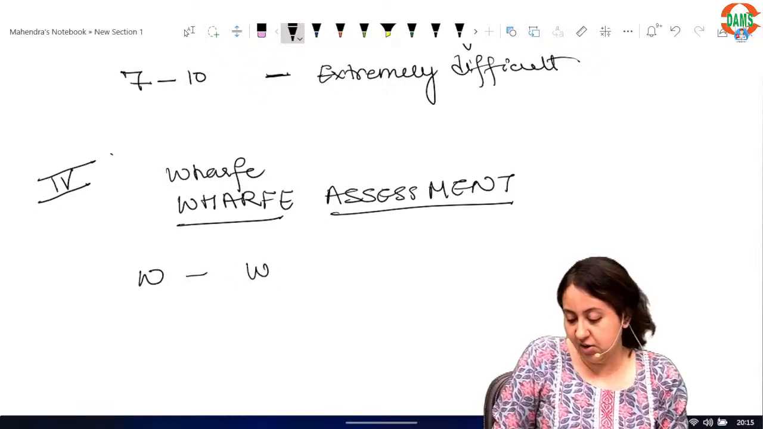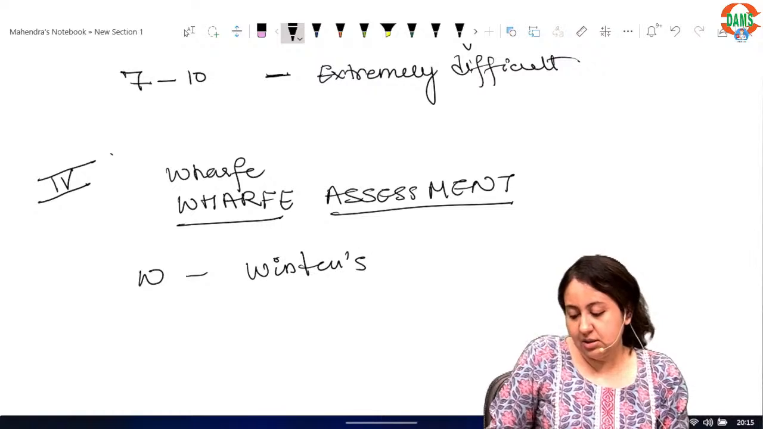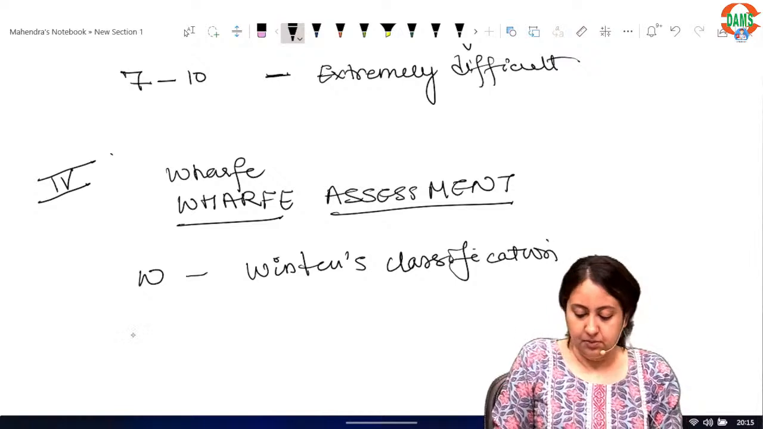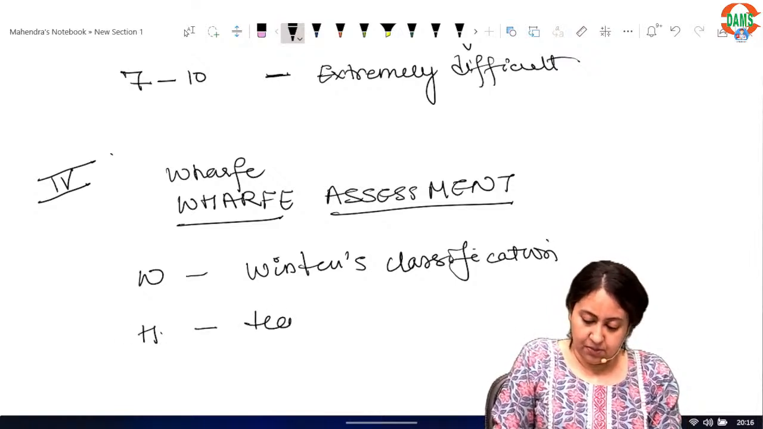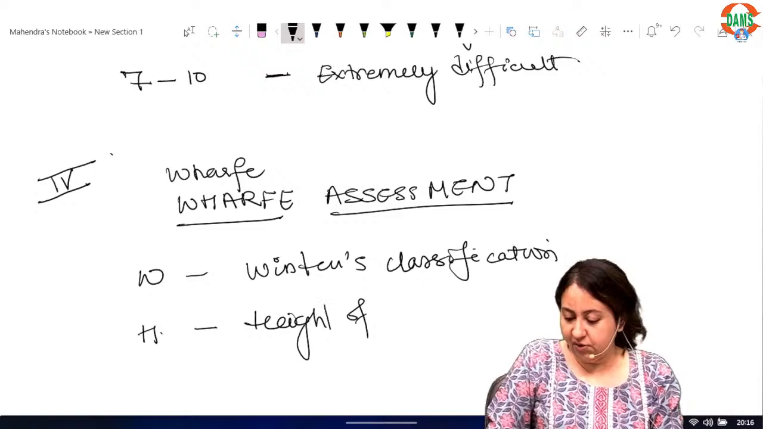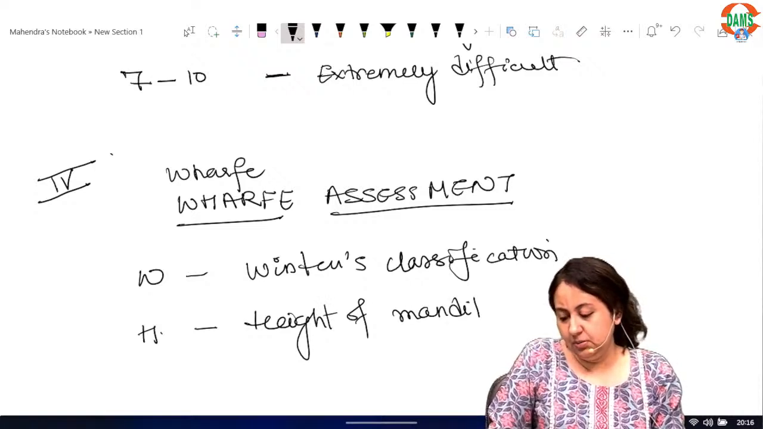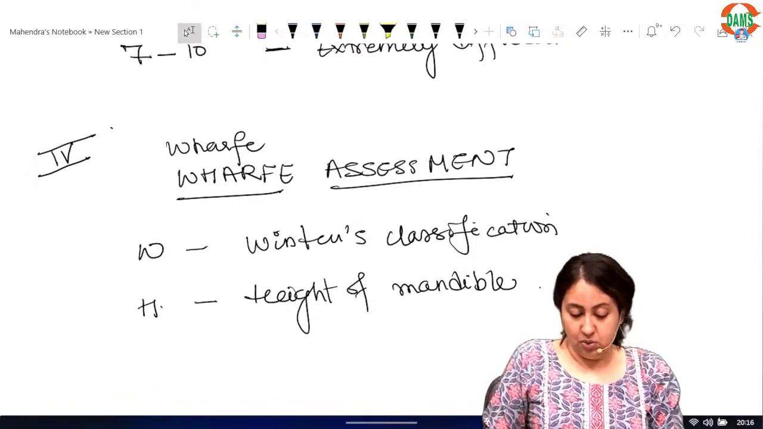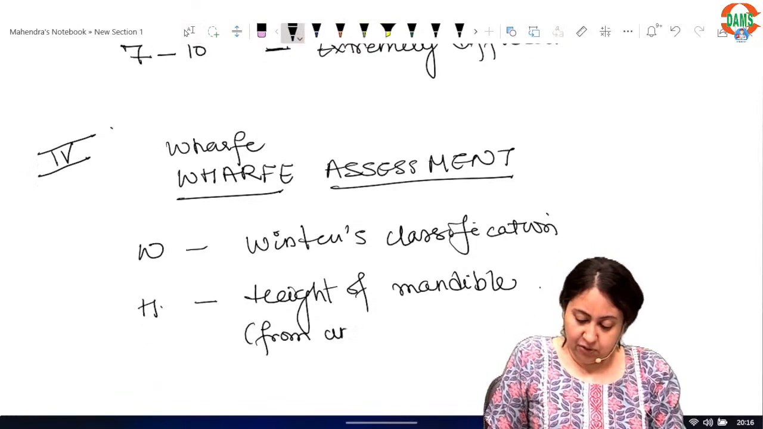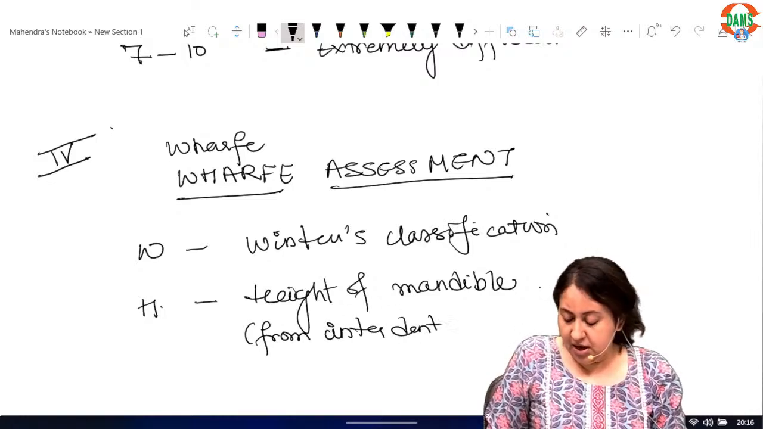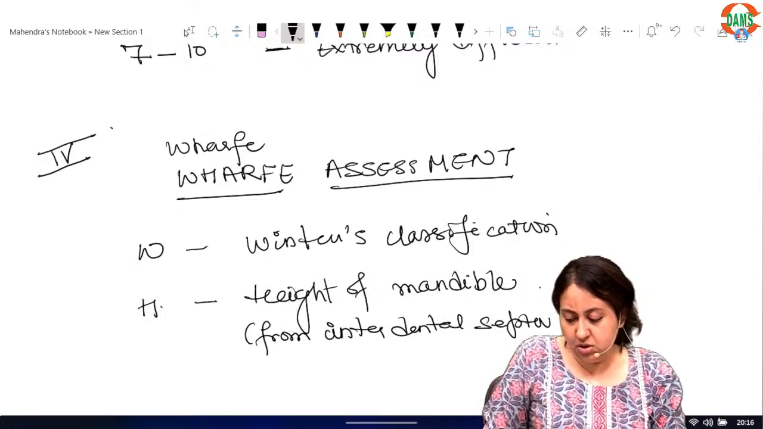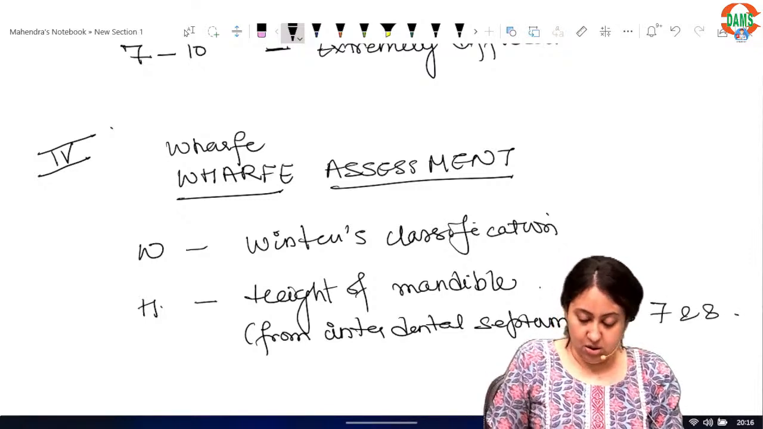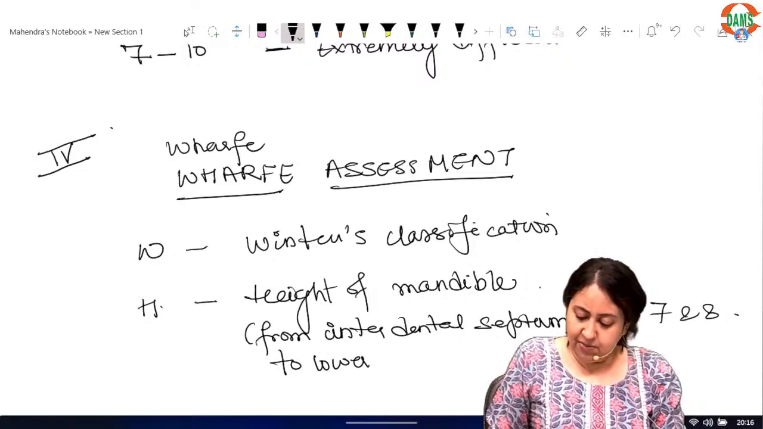So W stands for Winter's classification. H stands for height of mandible. So how is this noted? From interdental septum or interdental bone between second and third molar to lower border of mandible.